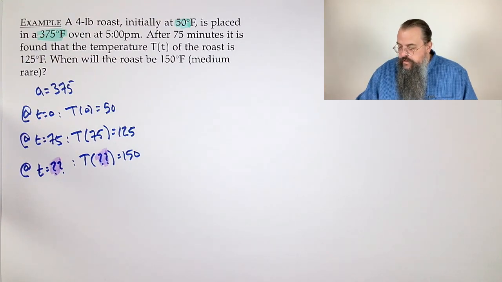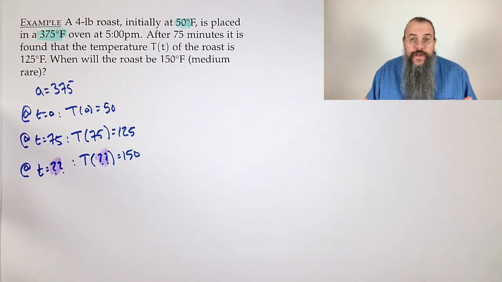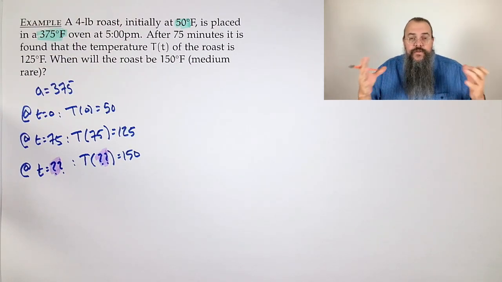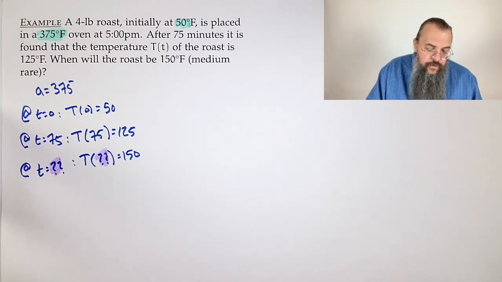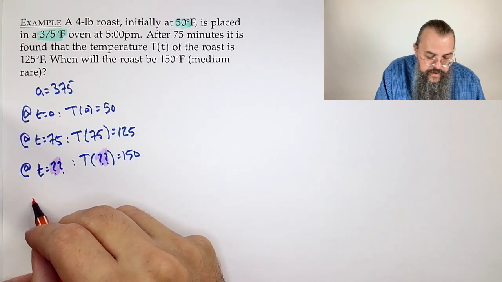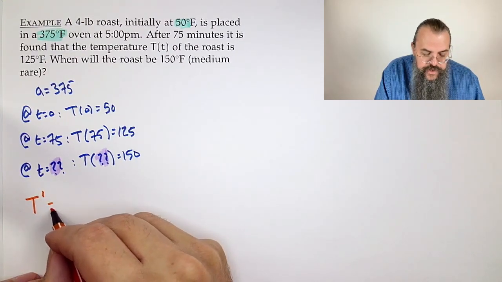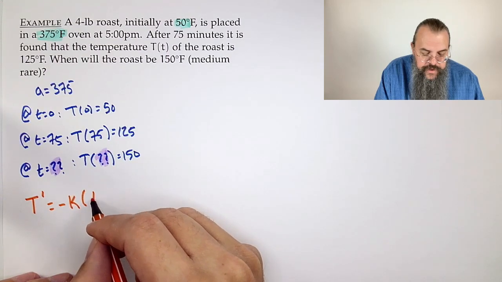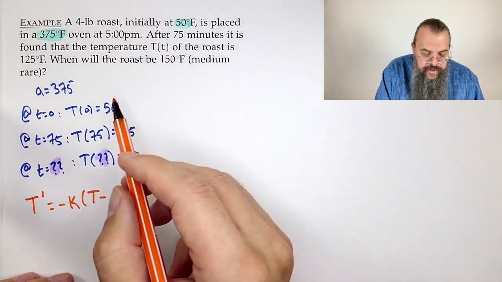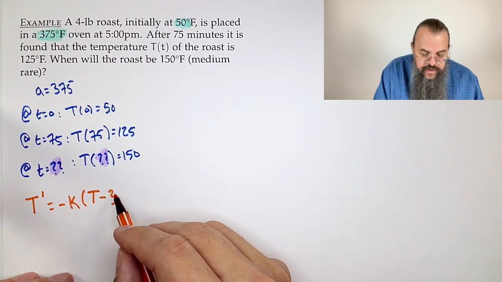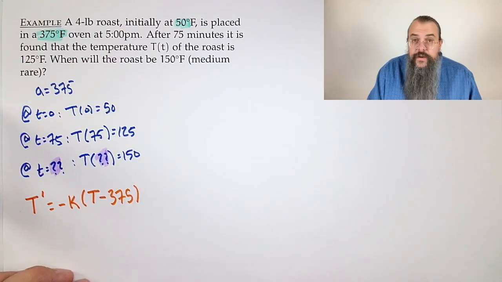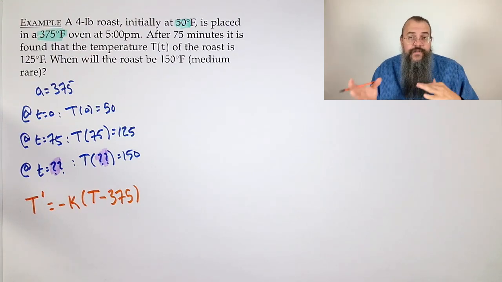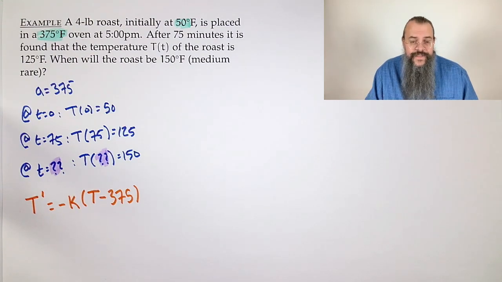We have our pieces, and the good news is we don't have to reinvent the wheel. This is Newton's law of cooling. Our change in temperature is minus K times our temperature minus our ambient temperature, which is 375. We don't know what K is, and that's part of our problem. We'll get to that in just a second.